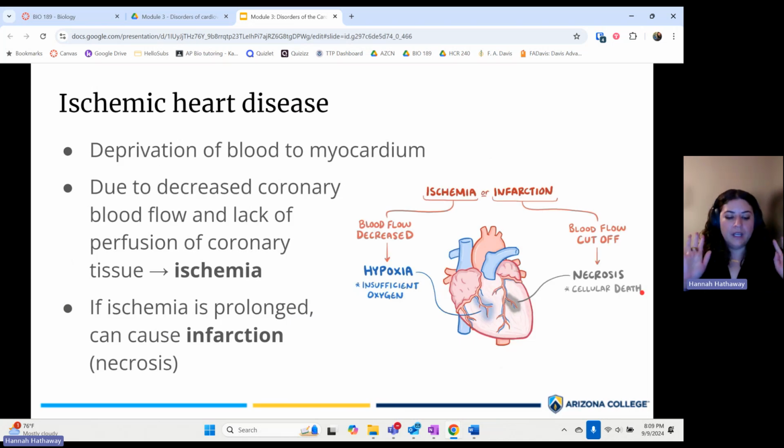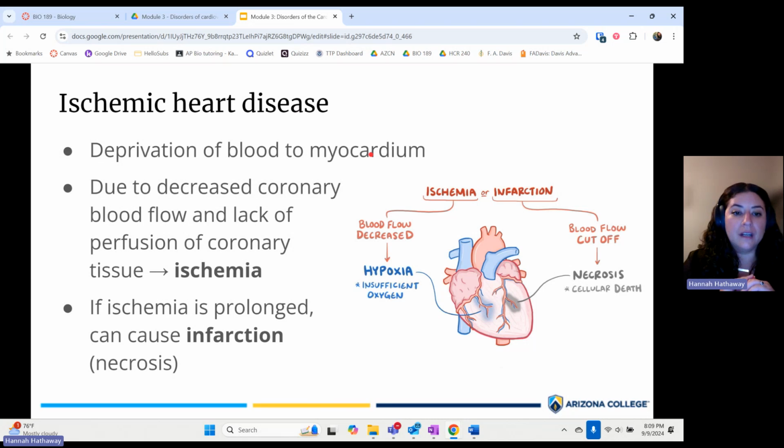Okay. So most of this chapter is spent on ischemic heart disease. So once again, ischemia: not enough blood getting to the heart. So deprivation of blood to the myocardium. Myo means muscle, so we're specifically talking about the heart muscle. There are other tissues within the heart, but the muscle is most of it. So usually when we talk about the heart, we're talking about the muscle itself.